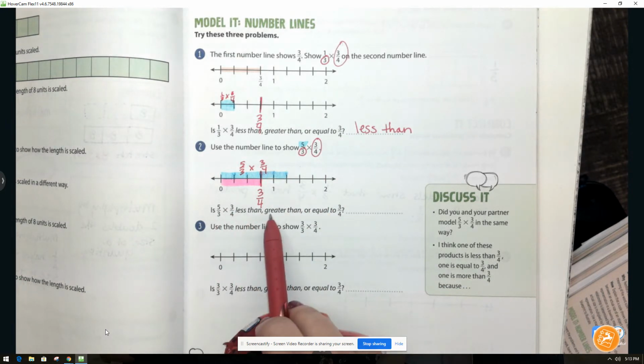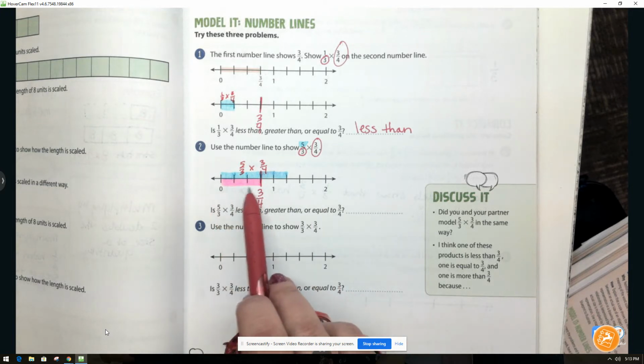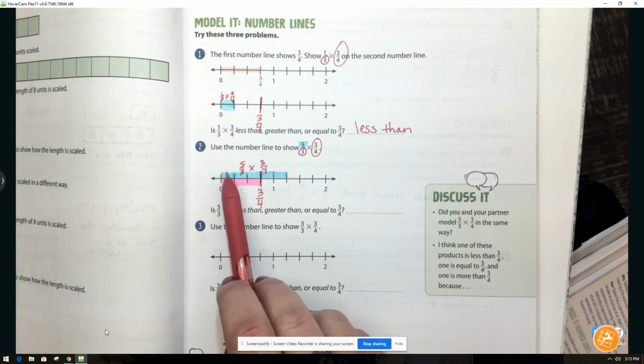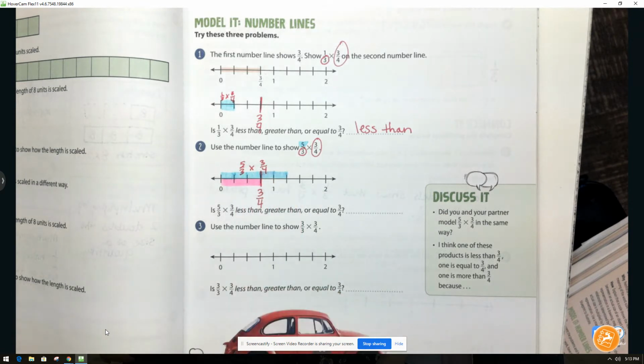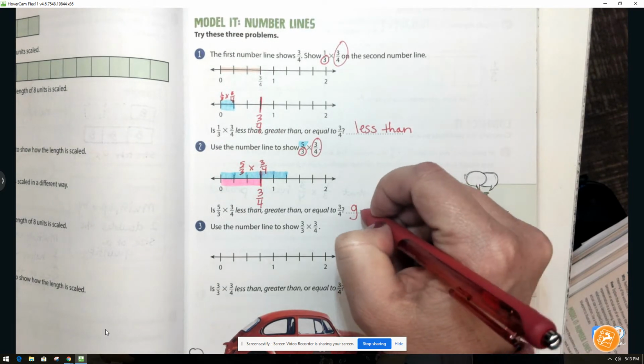it less than, greater than, or equal to 3/4? So 3/4 is pink, 5/3 times 3/4 is blue. Is it less than, greater than, or equal to 3/4? That's right, it's greater than.